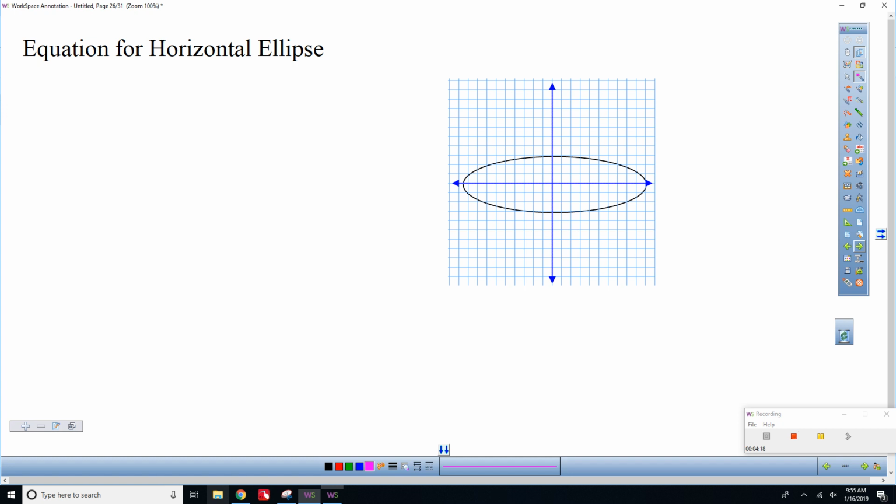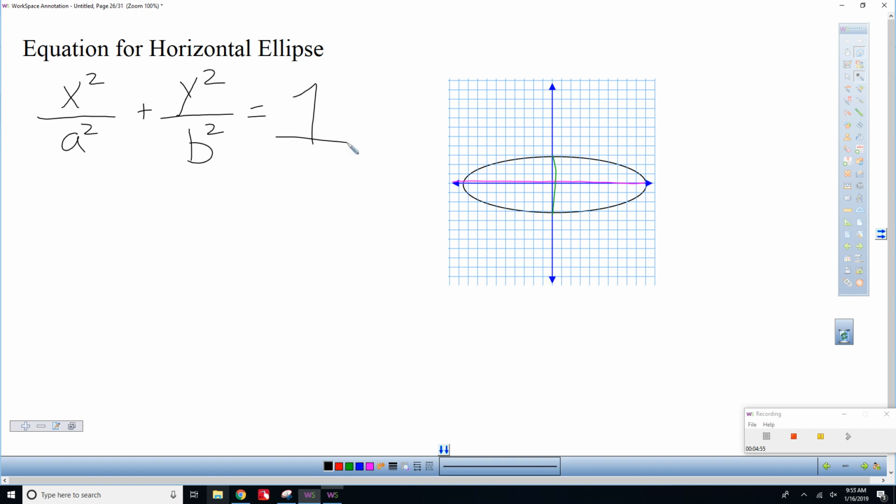All right, now let's talk about the general equation for ellipses that are horizontal. So here, this is our major axis. Here's our minor axis. So this is a horizontal ellipse. It is not a function. You can't write it as y equals. It's kind of like a circle. x squared over a squared, plus y squared over b squared equals 1. And since it's horizontal, a has got to be bigger than b. That's going to give you a horizontal ellipse.